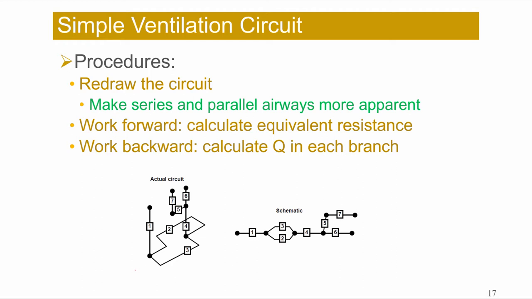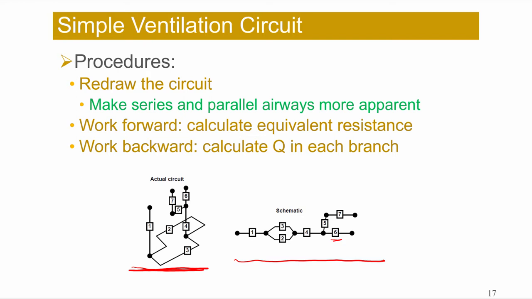For example, if we have a ventilation network drawn on a 2D paper in a way that represents a 3D visual effect, what we want to do is to redraw it so the relationship between airways is easy to identify. For example, on the right, we can see airways 2 and 3 are in parallel, and airways 5 and 7 are in series, and together they are in parallel with airway 6. So we want to redraw the ventilation network so it's easier to see the relationship between each airway.